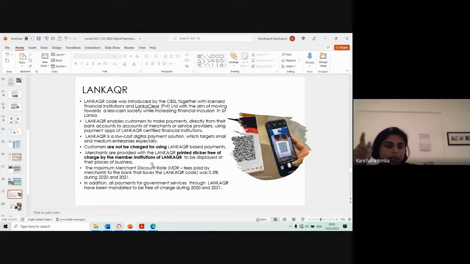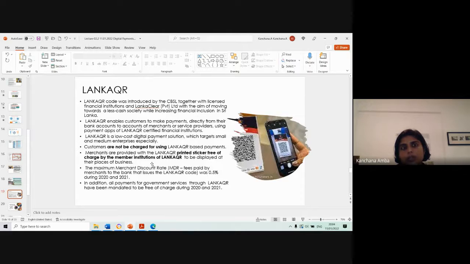And then the MDR, the merchant discount rate. Do you all know what the merchant discount rate is? Does anyone know what merchant discount rate is? So merchant discount rate is kind of like the commission or the payment that you have to make when you're using an electronic payment instrument. So it's mainly in cards. The QR codes also have the same fee.